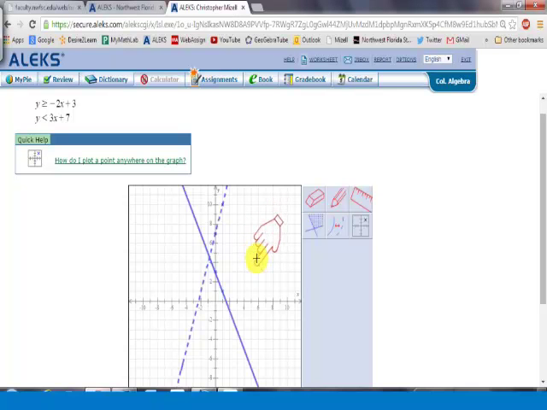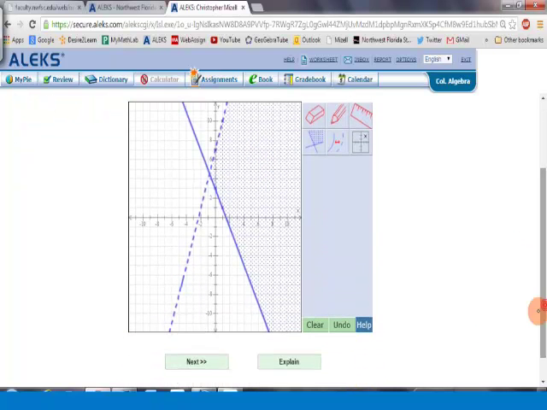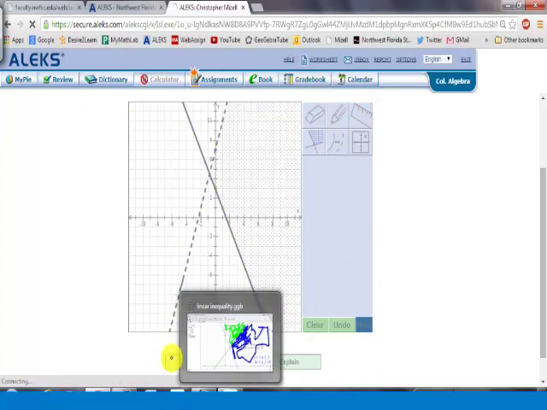Right here. This is below and to the right of the broken line, above and to the right of the solid line. And so let's shade just that region. I'm thinking that's what it wants there. We'll see. I'm worried that this is kind of messy down here, but let's click next.